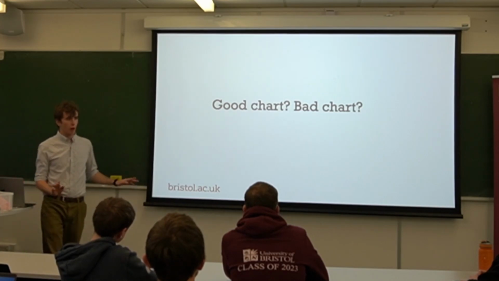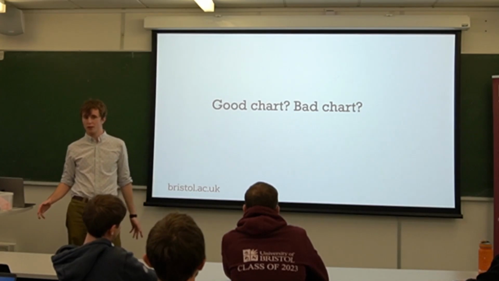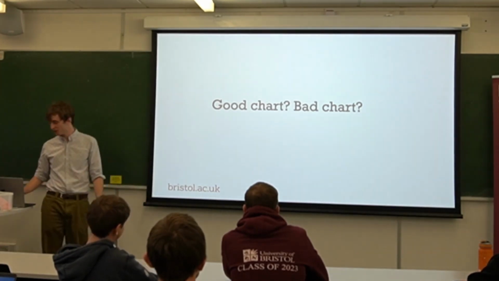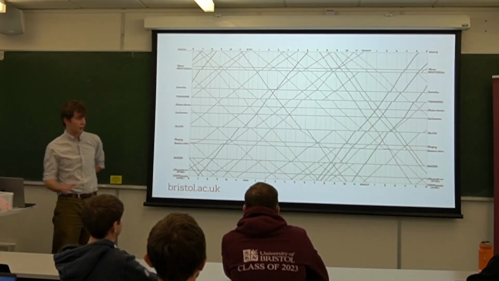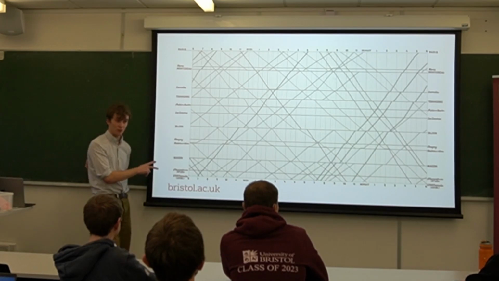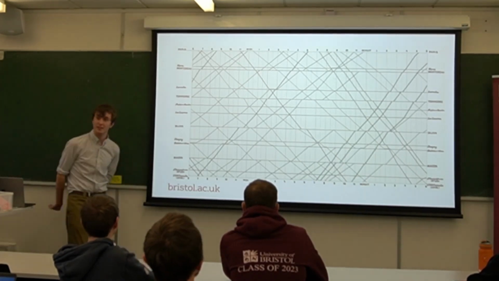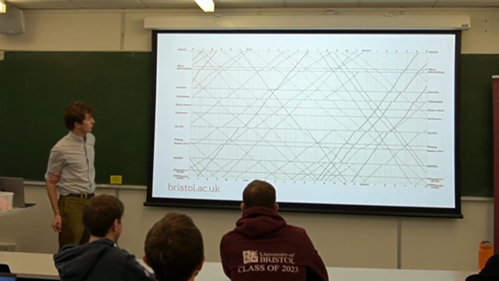So now we're going to rattle through some of the examples in Tufte's book, and we're going to decide if they're good or bad charts. Obviously, this is up to your opinions, but we're interested to see. Okay, this chart. First off, again, can anyone figure out what this represents? It's a French train timetable. Exactly. It's a French train timetable.